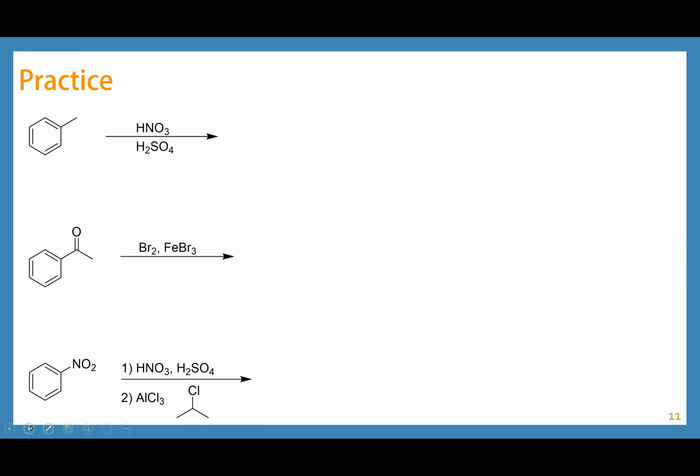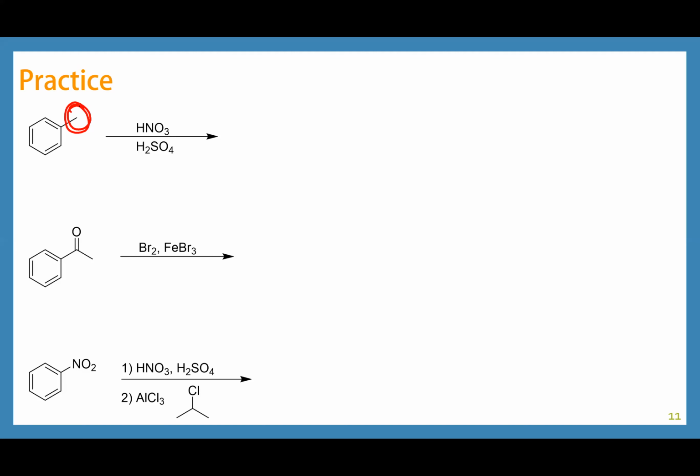Okay, so I gave you guys these 3 practice problems here, and I actually already did this one with you on accident. But I want to go through these together. So this top one, we have toluene, and it's going through a nitration reaction. Is the methyl group ortho-para directing or meta directing? Ortho-para. Yeah, it's an ortho-para director.